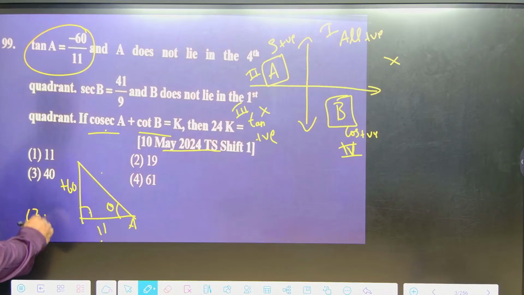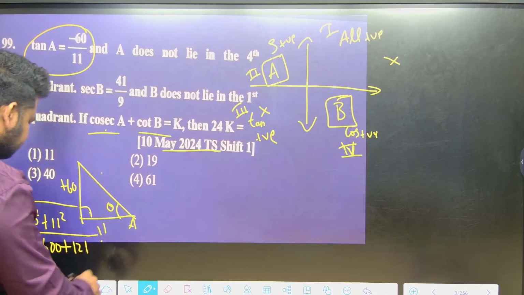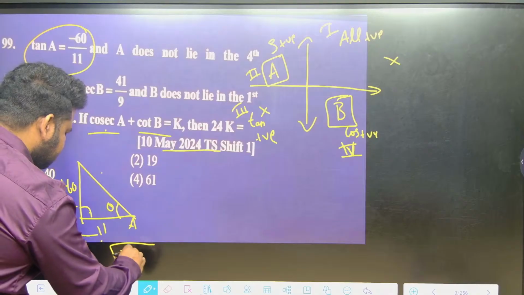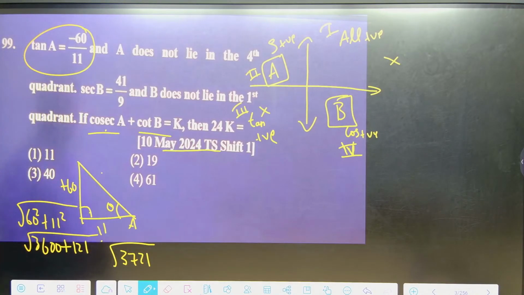60 square plus 11 square, square root. Correct? 60 square is 3600, 11 square is 121. Okay, under the square root, now this will become what? This will give us 3721. I want to find out the square root of 3721.